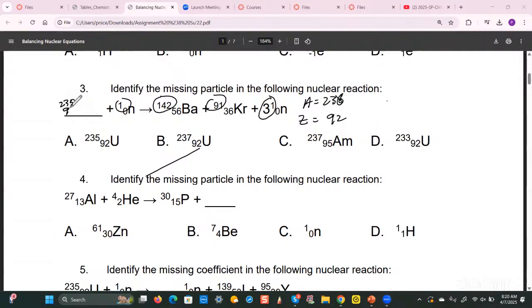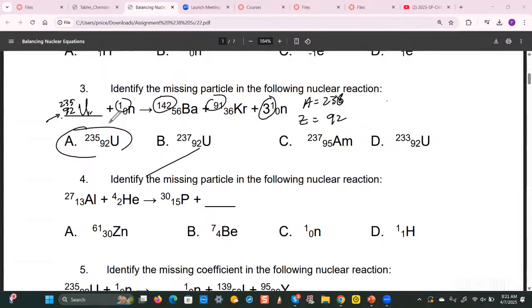Okay, so what element? Remember now, to identify the actual element, we have to go to the periodic table and look up the element that has the atomic number 92. So that would be what? What element would have the atomic number 92? Oh, periodic table on me. Uranium is indeed correct, Mr. Powers. So that would be the answer. That means that the answer here would be A, all right?